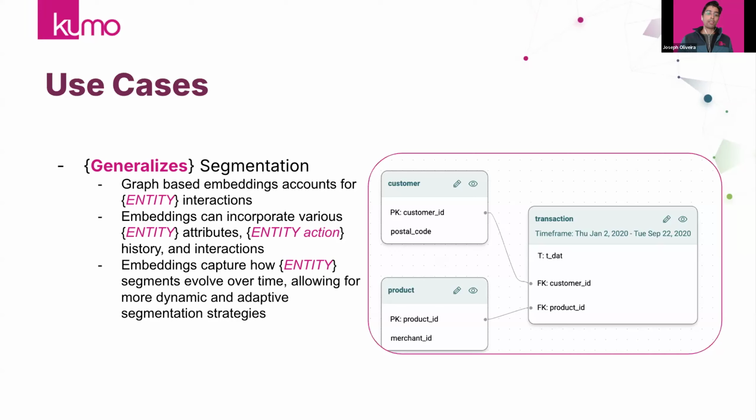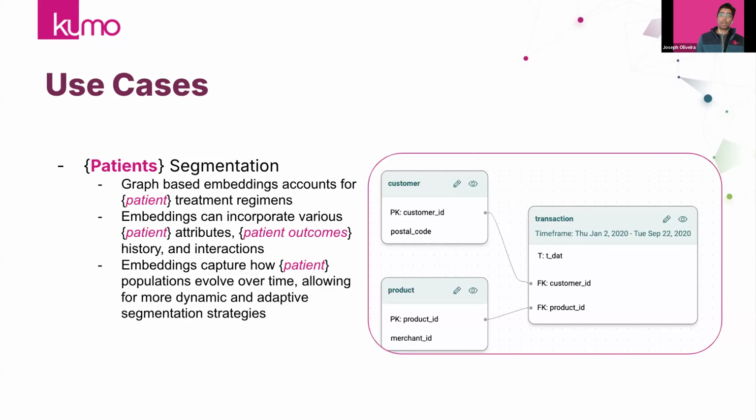And they generalize to entities beyond just customers. So here we can really look at it as graph-based embeddings accounting for any type of entity interaction. And they can incorporate various entity attributes as well as their history of interactions. And lastly, those embeddings can capture how those segments evolve over time, allowing for more dynamic and adaptive segmentation strategies.